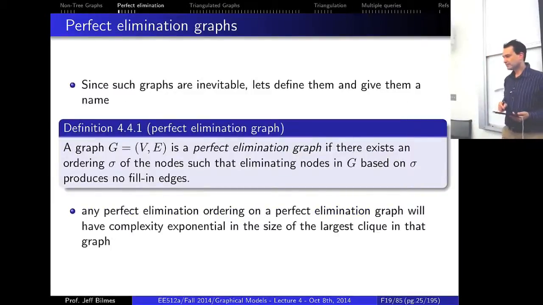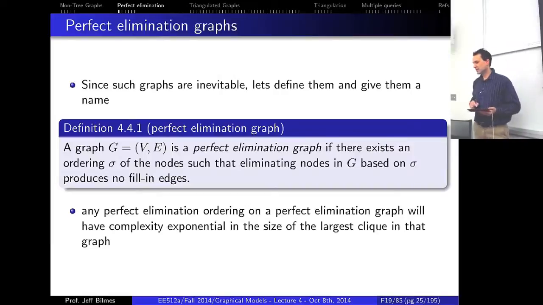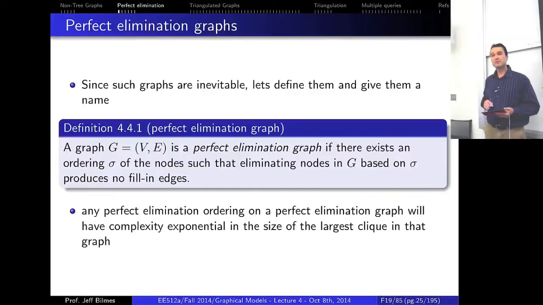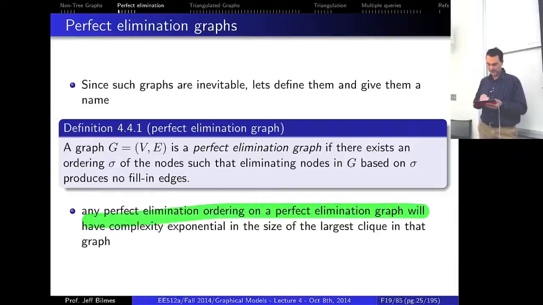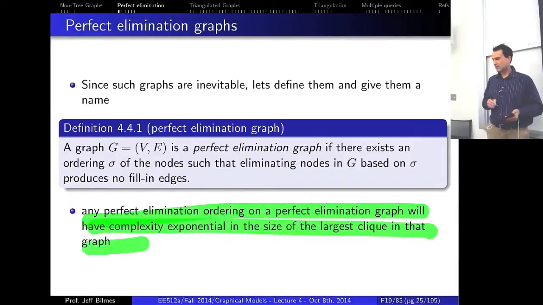Since such graphs are inevitable, let's define them and give them a name. Let's call them a perfect elimination graph. I think I already said this. A perfect elimination graph is a graph that actually has a perfect elimination order. And we have already said this as well. If we run a perfect elimination order on a perfect elimination graph, then the complexity is going to be equal to the largest clique in that graph.